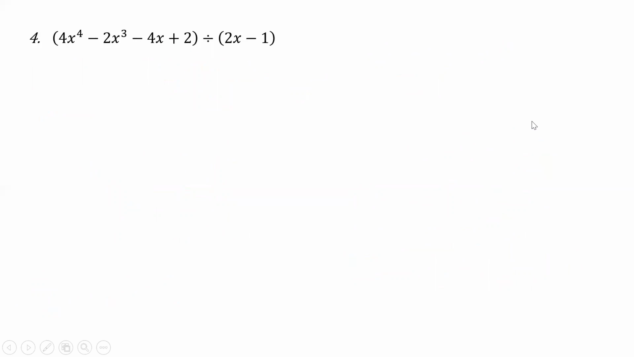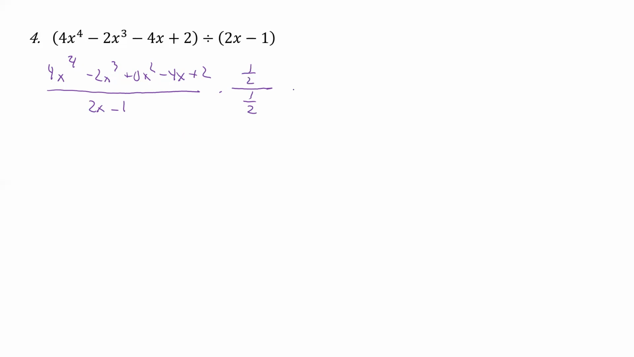All right, so this one looks to be the same. And what I'm going to do is think about this by first writing it all out on top. So 4x to the fourth minus 2x to the third. Oh, now I have a 0x squared minus 4x plus 2 all over 2x minus 1. Well, it's just going to be like the last one. I'm going to have to get that value of 1 here. So to get the value of 1, I'm going to have to multiply by 1/2. And again, whatever I do on the denominator, I do in the numerator.